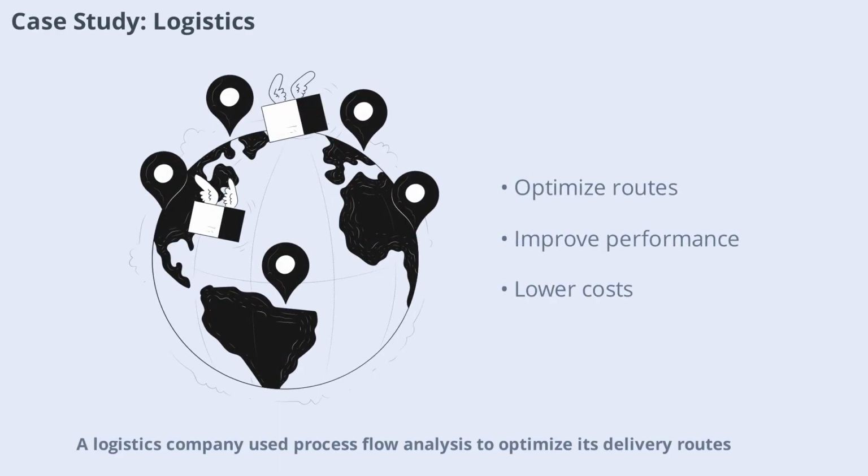A logistics company used process flow analysis to optimize its delivery routes. By mapping out each step from order receipt to final delivery, the company identified inefficiencies and improved on-time performance. This led to higher customer satisfaction and lower transportation costs, demonstrating the value of process flow analysis in logistics.